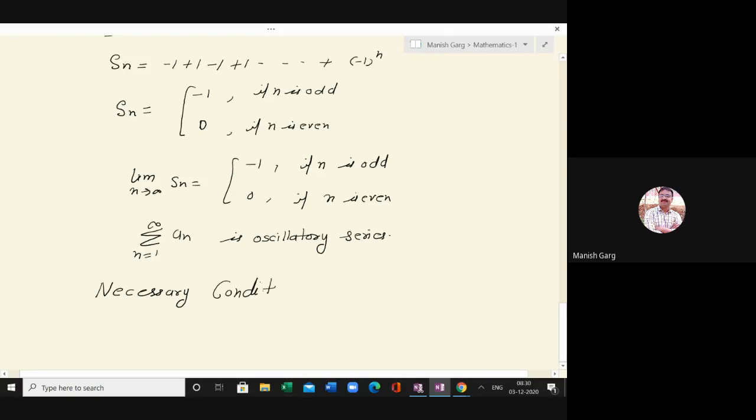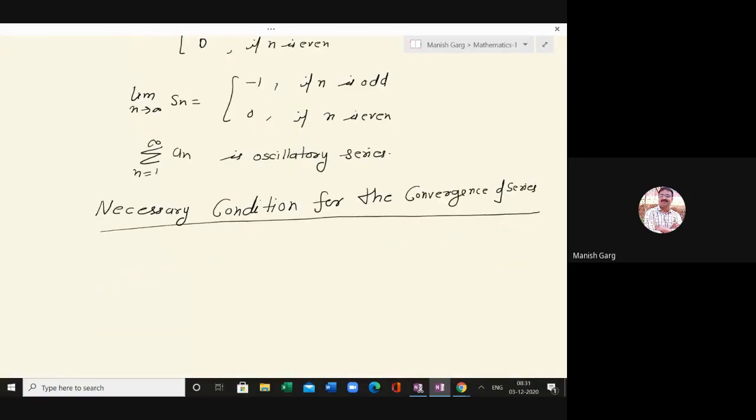Necessary condition for the convergence of a series. It means, if a series is convergent, what is compulsory, what will be necessary? It is similar to saying if a function is differentiable, it is necessarily continuous. So this is a theorem.